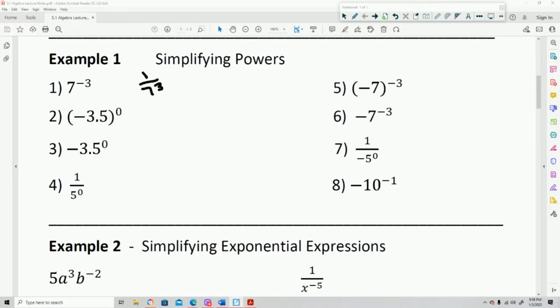That's terrible writing. Writing on a tablet is not easy to do for me, but that's it. This whole thing raised to the 0 power, anything raised to the 0 power simply equals 1 because you're dividing a number by itself.